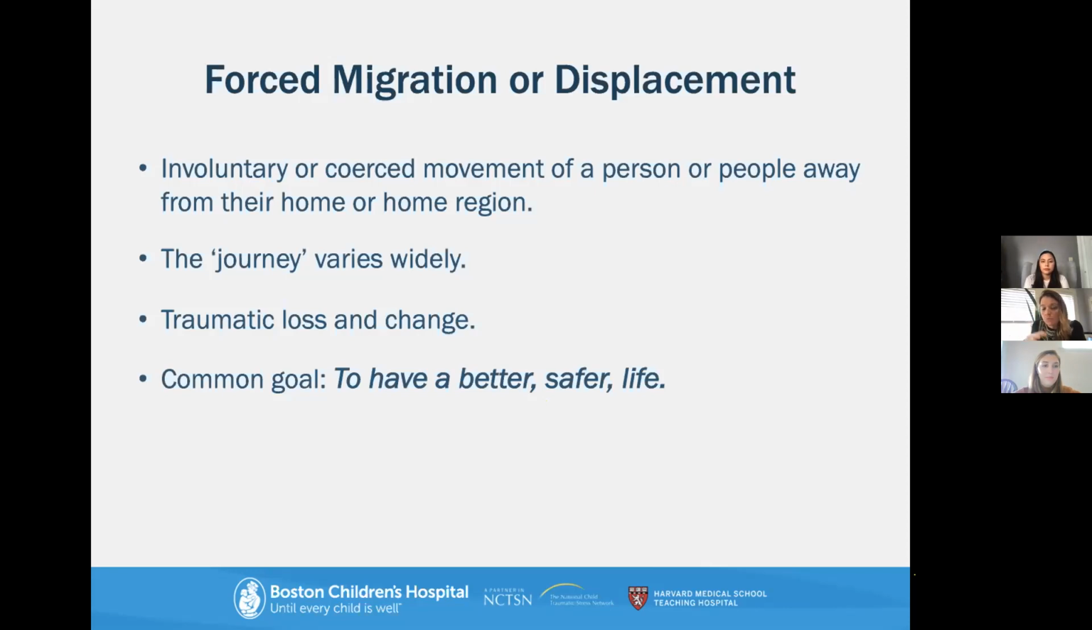This can be internally displaced people, meaning that they stay within their country, but they're displaced from their home city, home area, or it may mean refugees who leave their country to a neighboring country, or as we'll talk about today, resettle to a whole new continent, like coming to the United States. And as Caroline was talking about in definitions, when we think about forced migration, we're really talking about individuals who are forced to flee due to fear of persecution, due to violence in their communities, due to climate change.